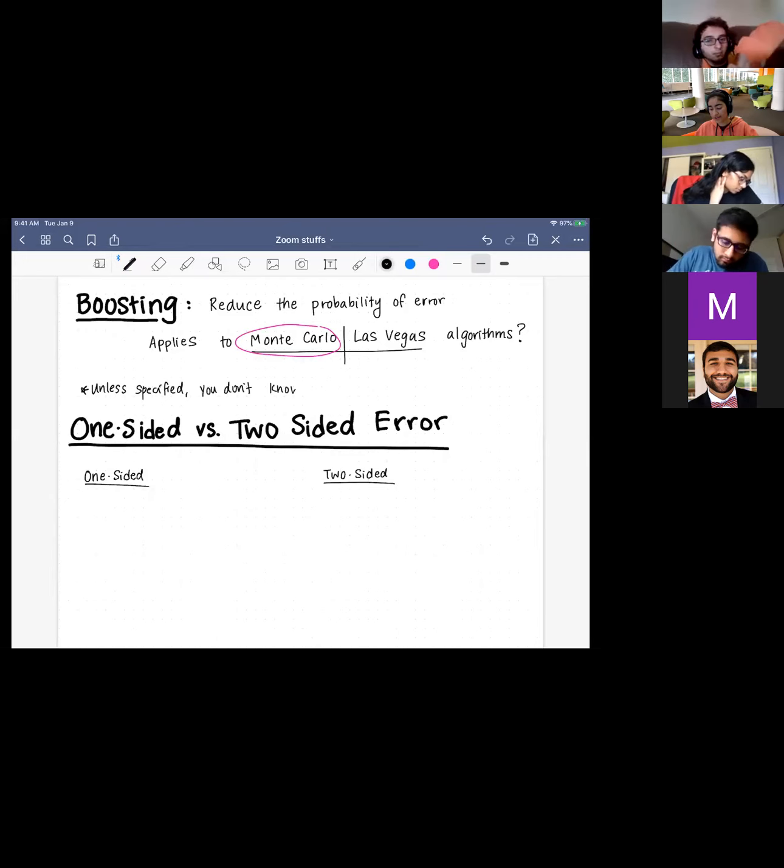So I think someone asked, how can you make sure that your Monte Carlo algorithm is right so that you know how to stop? Unless we say you have this verification machine that takes T of something time to run, you actually don't know. Because if you did know, then who would even care about Monte Carlo and Las Vegas algorithms?